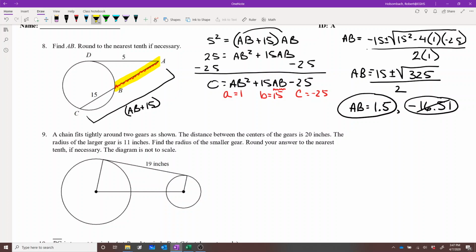I've done this problem a couple times. This negative 15, be very careful. When it's the opposite of B, okay, plus or minus, be sure that you carry that negative sign with you. Okay? Be very, very careful.